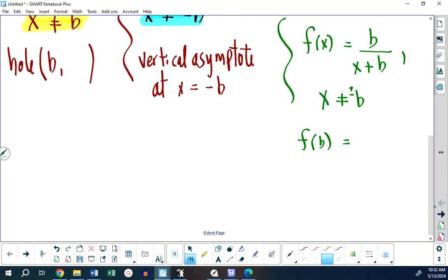Maybe I'm being overly picky. F of b doesn't exist, right? Because b is not permissible. But that means when we calculate what f of b is, it's going to be the y-coordinate of that opening, that hole. So we put in b for x, and we end up with b over 2b, which is 1/2. So I can go over here now and I can put 1/2.